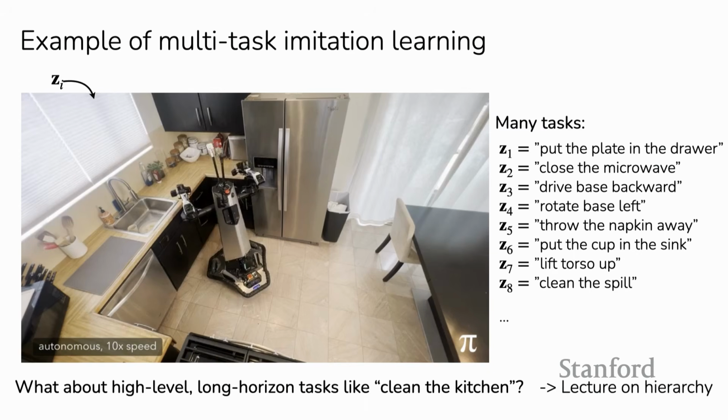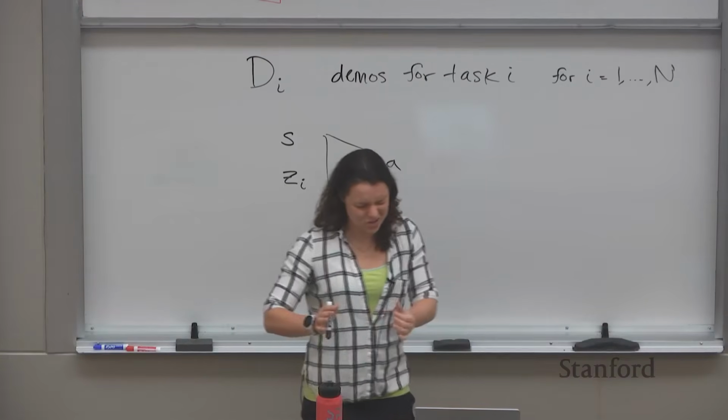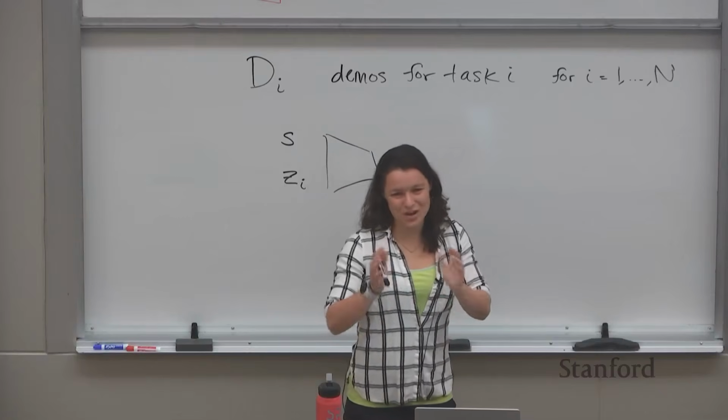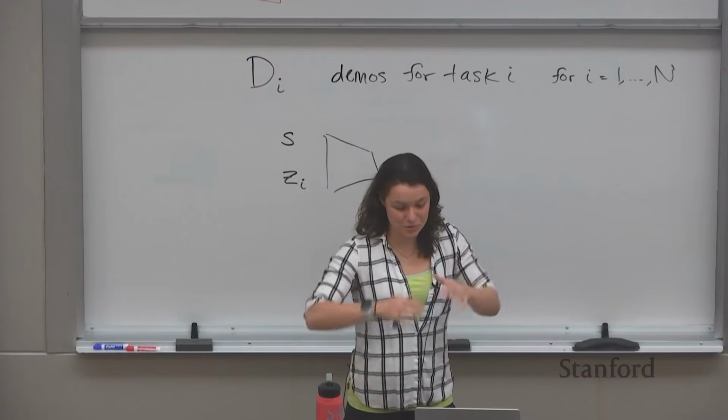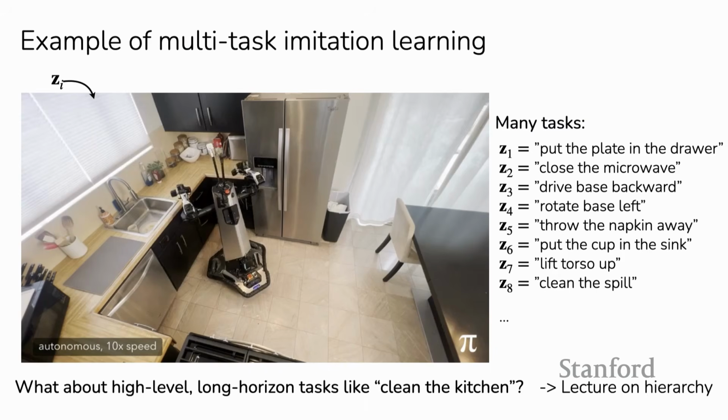But hierarchy is very useful for higher level tasks. And if you just told this robot to clean the kitchen, it wouldn't be able to do what it did in this video. And so we'll have a lecture on hierarchy in, I think, 2-ish weeks, and we'll talk about exactly that, and scenarios where we could try to do even higher level tasks. But even with a single flat policy without hierarchy, it is able to do reasonable actions for tasks that are somewhat high level.